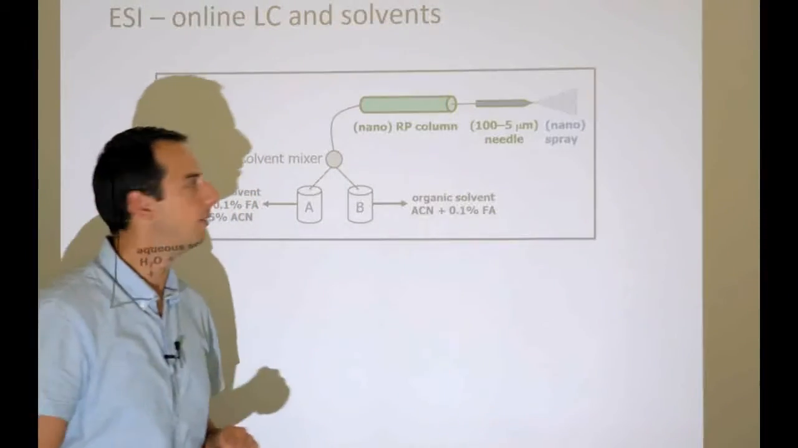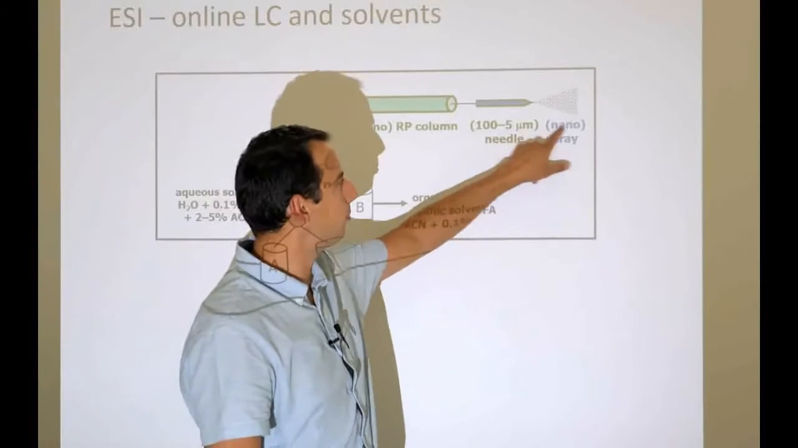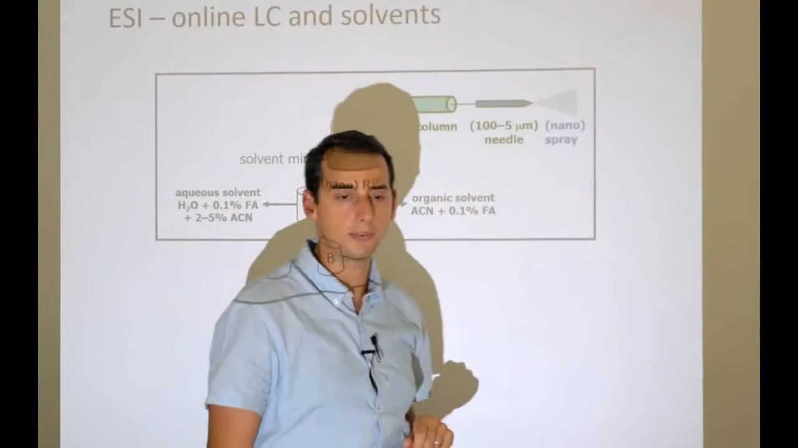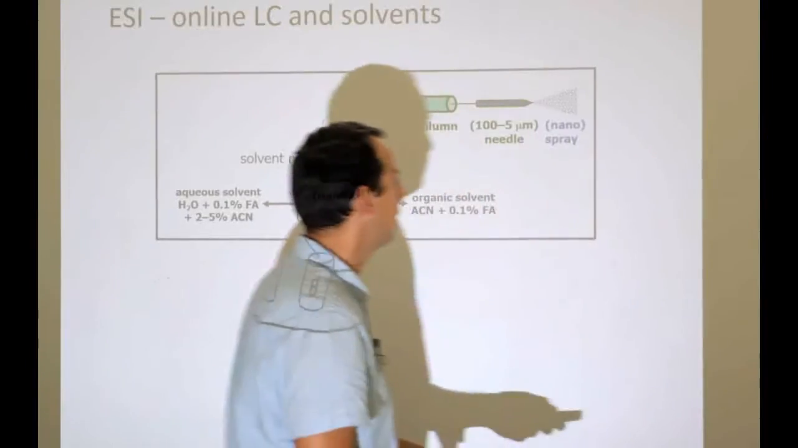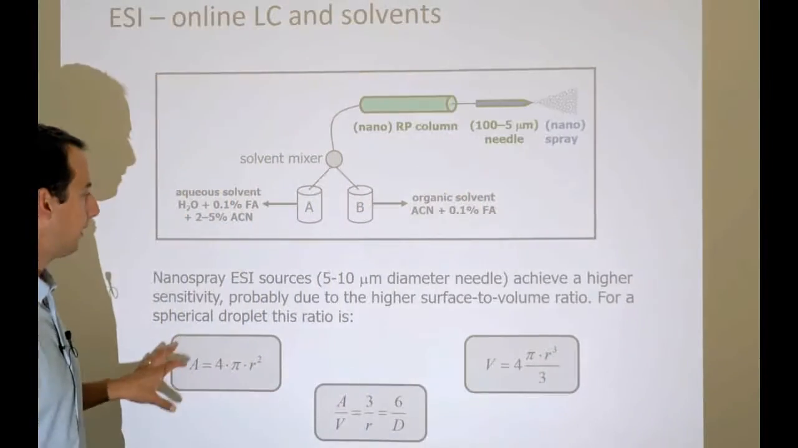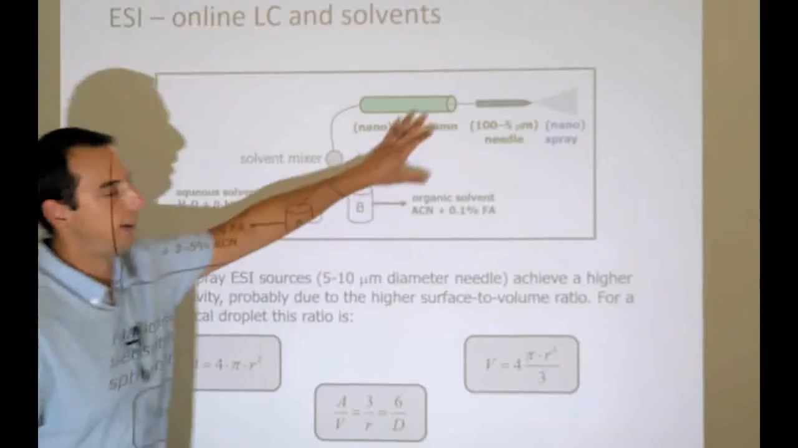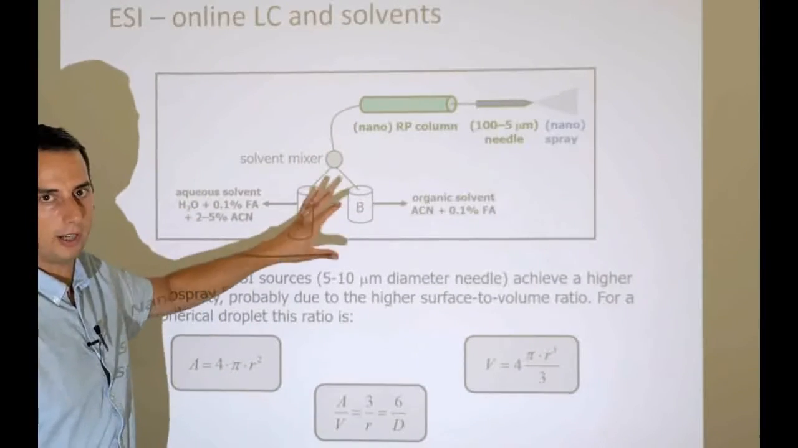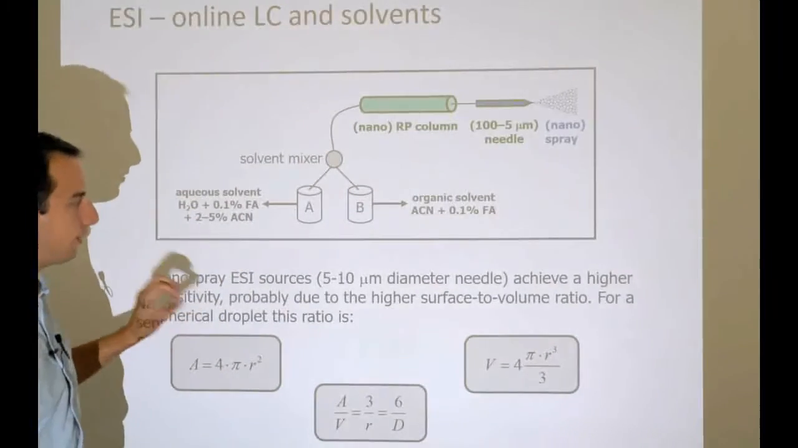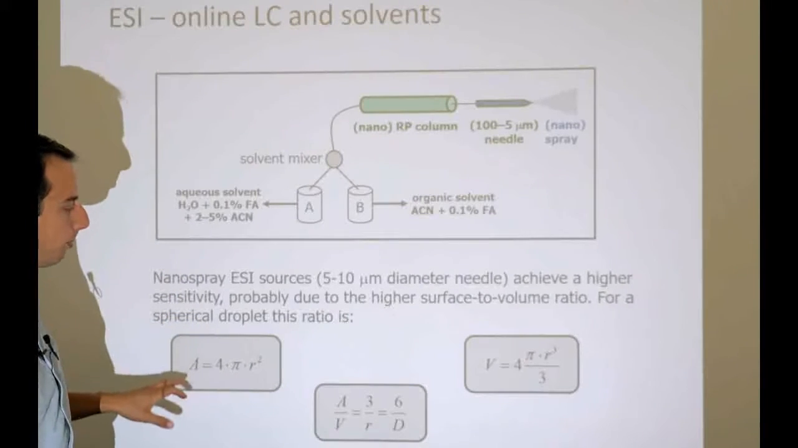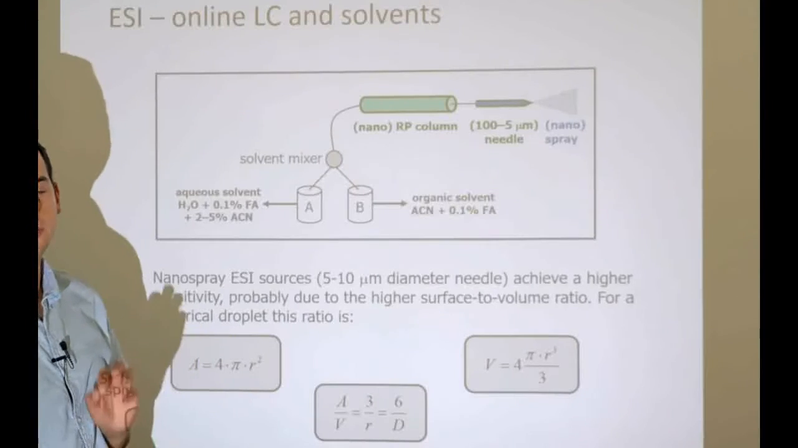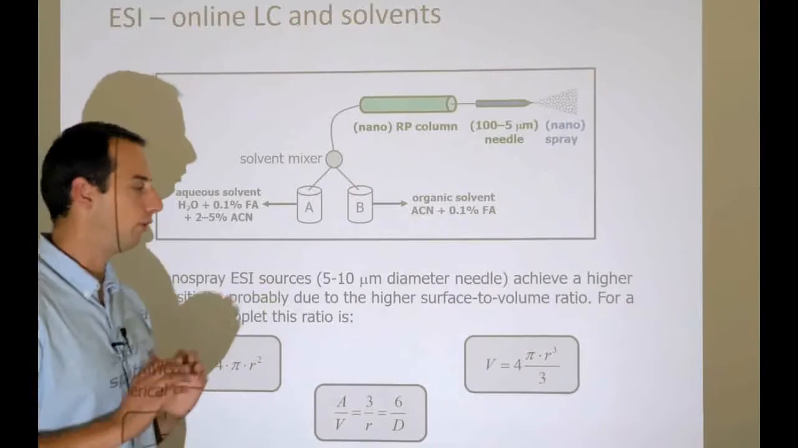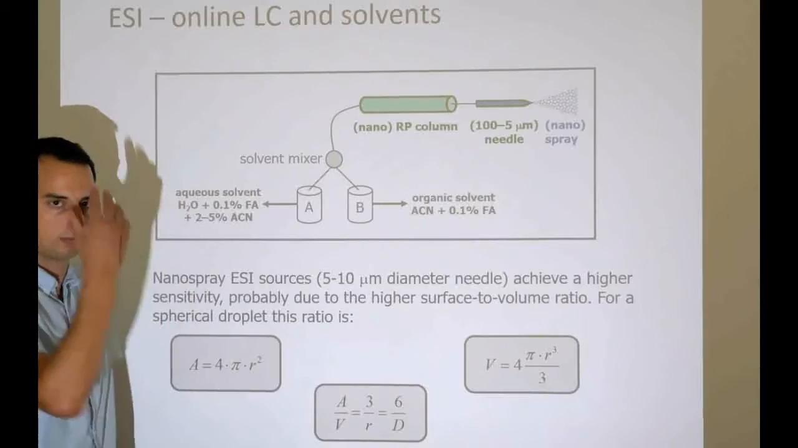The final thing I have to say about this is that there are different kinds of needles and sprays and columns. You have microcolumns and nanocolumns. Now, what is the difference? If you take a needle diameter and then, of course, adapt the whole system prior to that as well, that is very, very small, you're going to optimize what is known as the surface-to-volume ratio. This is very important.